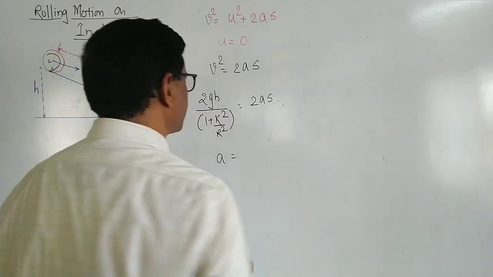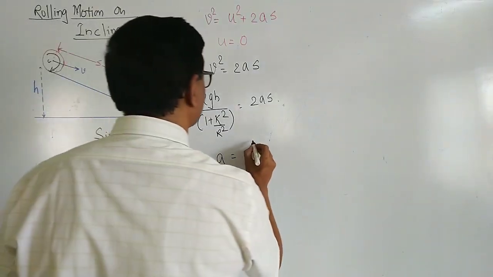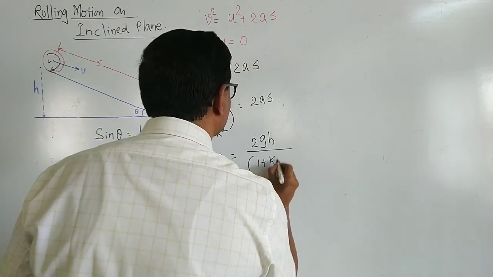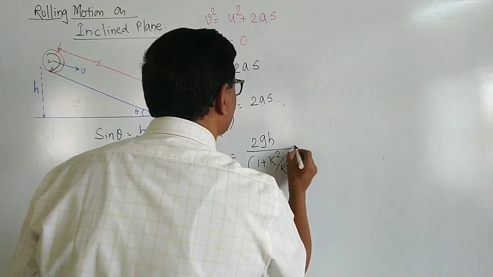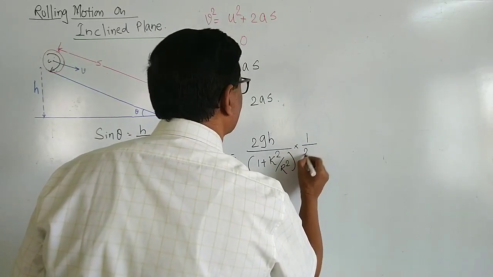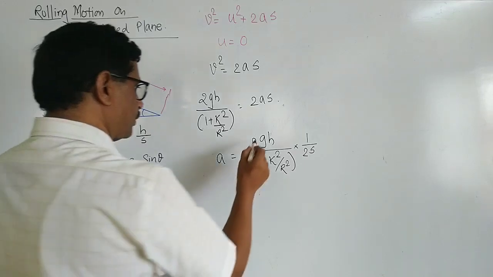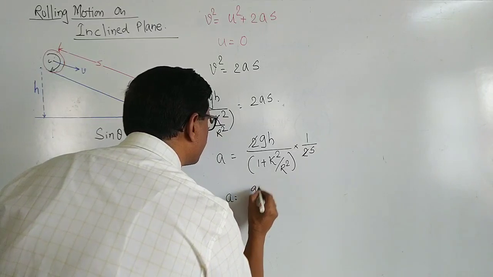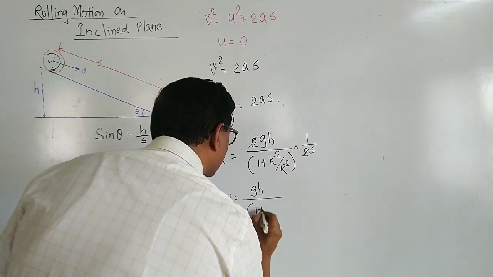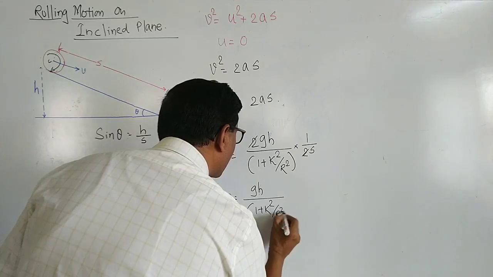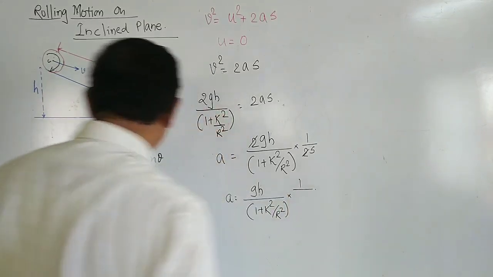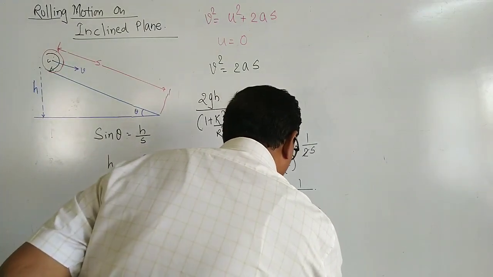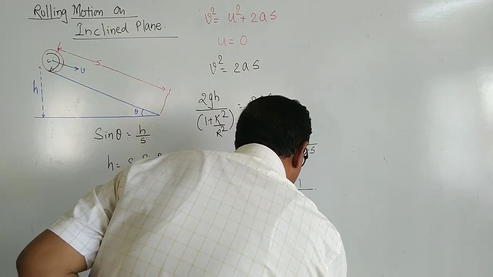Therefore, what is acceleration equal to? This acceleration is equal to 2gh divided by 1 plus k square divided by r square, into 1 divided by 2s. Now this 2 gets cancelled, and we get acceleration is equal to gh divided by 1 plus k square by r square, into 1 divided by s. What is s equal to? s is h divided by sine theta.